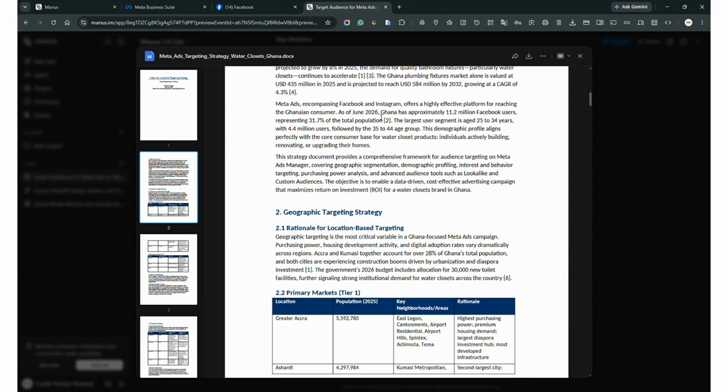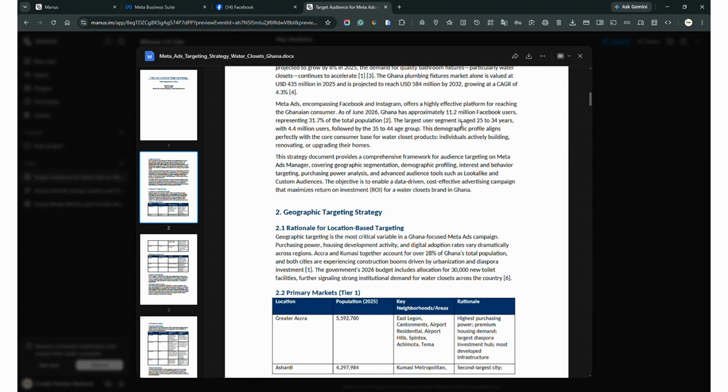So as of June 2026, Ghana has approximately 11.2 million Facebook users, right? Okay, so you could tell how many people you can easily target. So imagine if you're targeting a group of people and you realize that you're targeting up to more than 30 million. That tells you that you are even more than the Facebook users. So imagine where these users will be coming from. Probably you've targeted the wrong group of people, right?